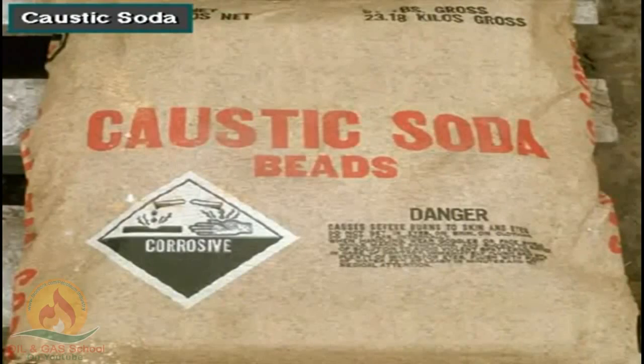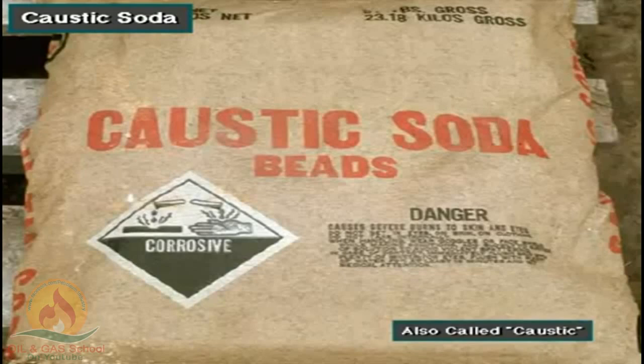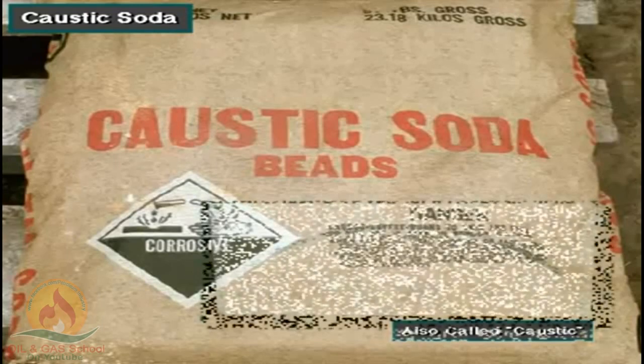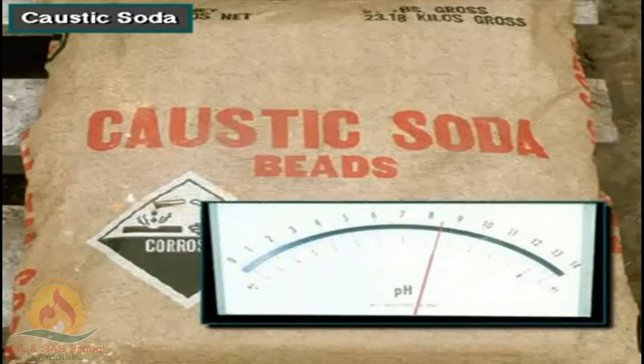Because mud needs to have a high pH, another common mud additive is caustic soda or sodium hydroxide. Caustic soda is often called caustic. Crew members add caustic soda to the mud to control pH. Caustic soda increases the pH value. It makes the mud more alkaline.